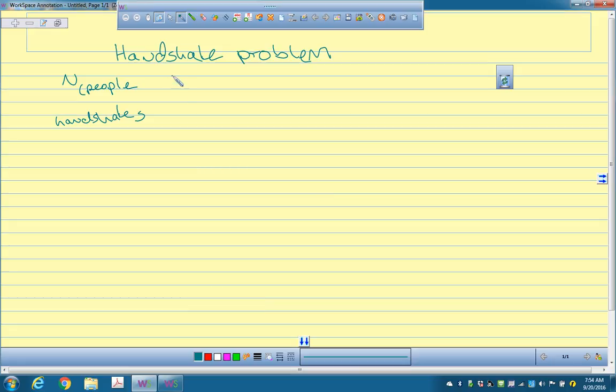Okay, so we decided if there's one person, you could have zero handshakes, right? If there's two people, you could have one handshake. If there's three people, you could have three handshakes. For four, we modeled it and we figured out there's 6. For five, we modeled it, we figured out there's 10.